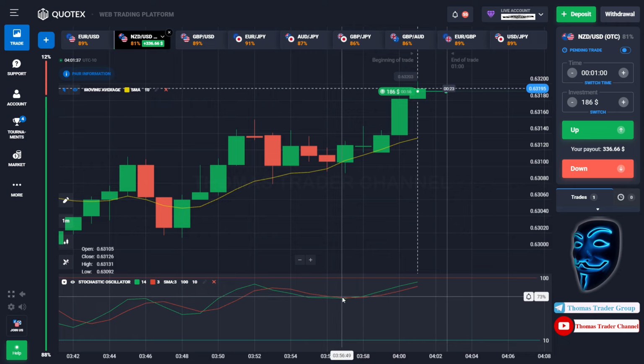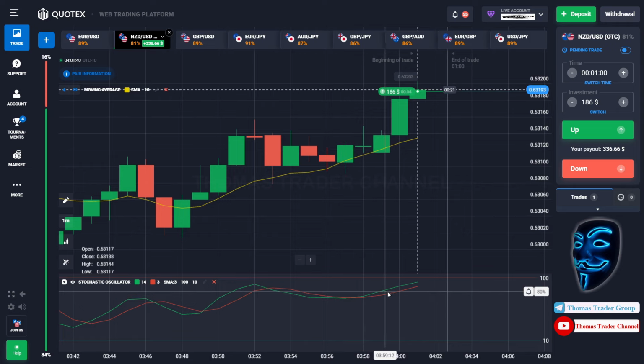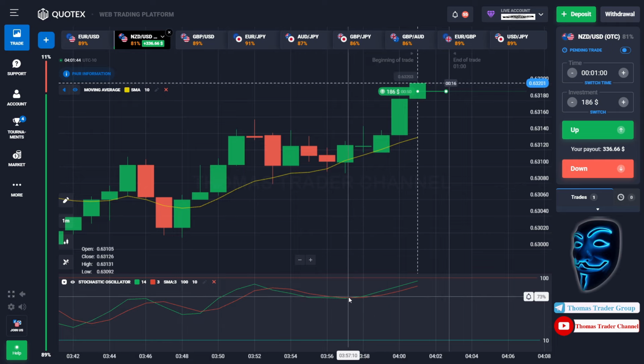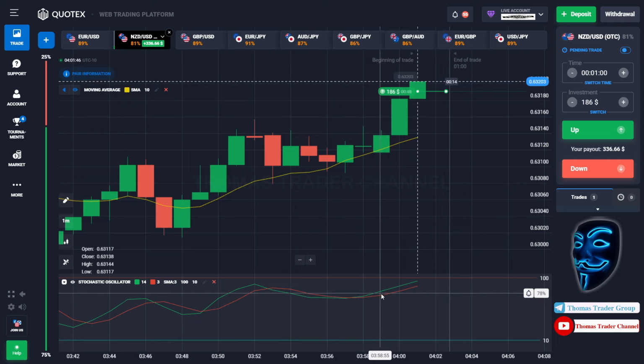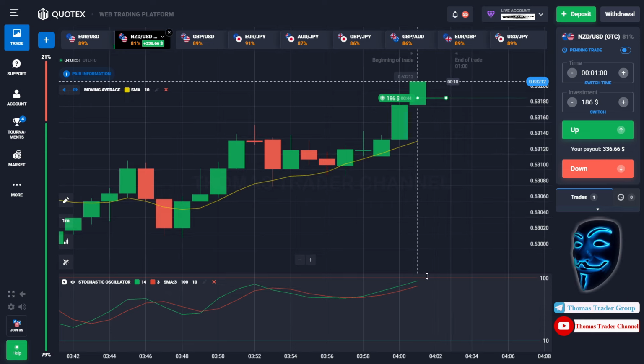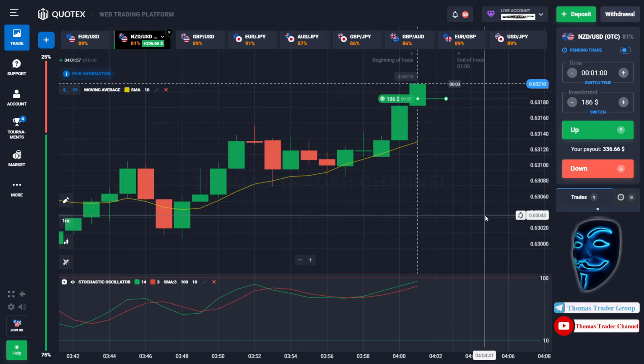As you can see, the stochastic oscillator is facing bullish trend. I'm sure that the market will still continue the bullish trend, and it will find the overbought area over here before it makes a rebound. Let's profit and let's wait till the end of our trade.